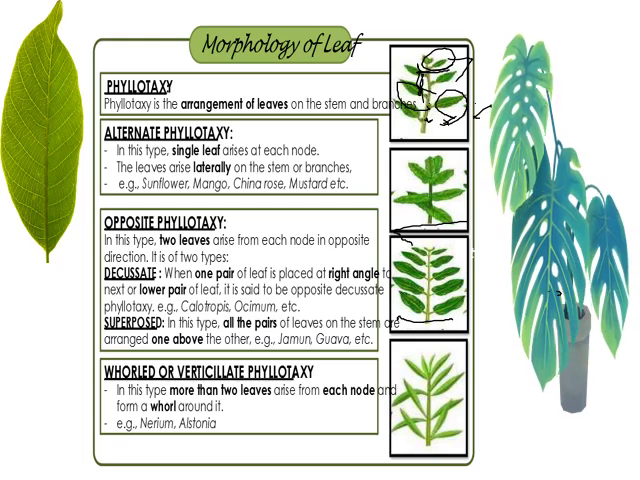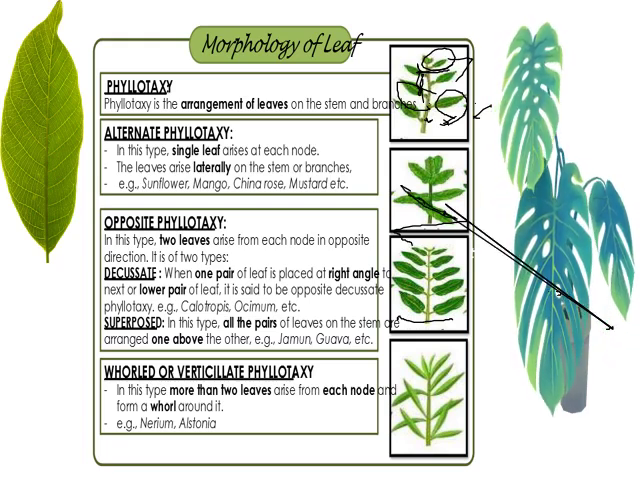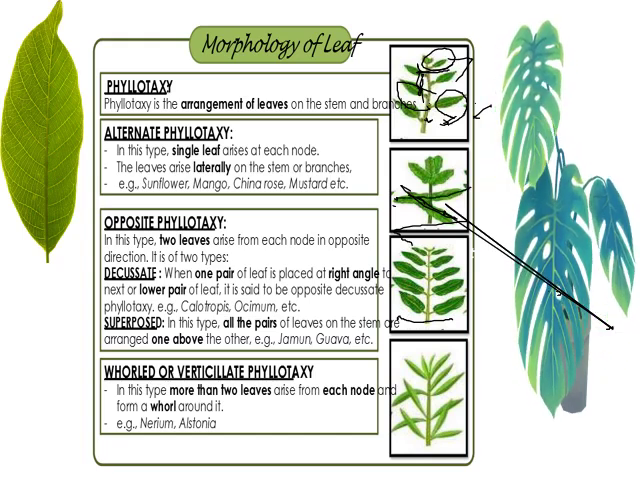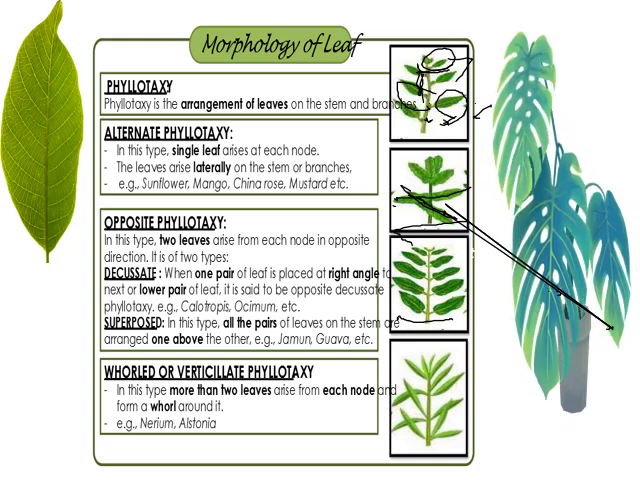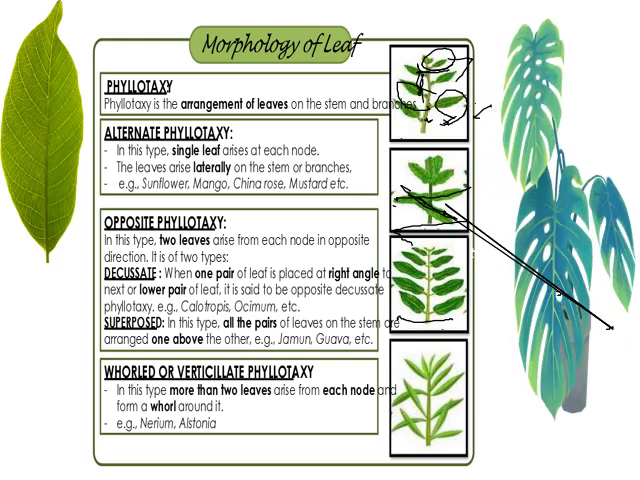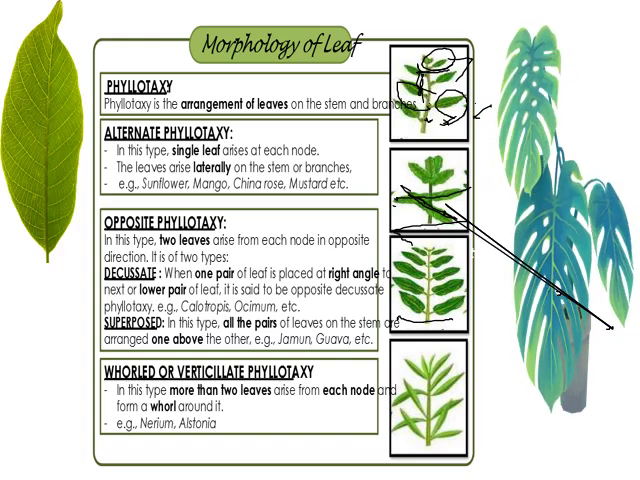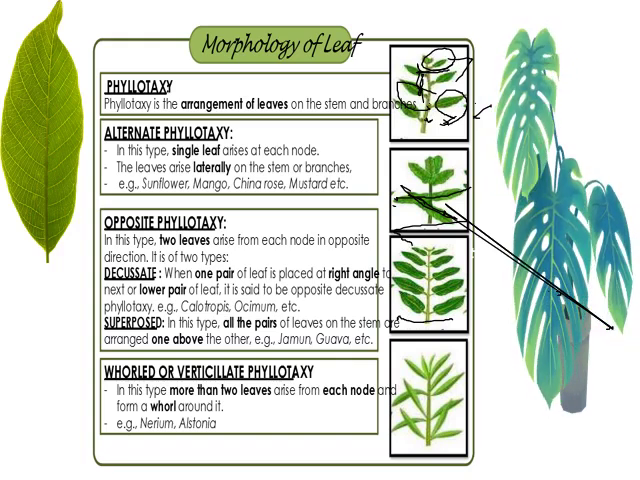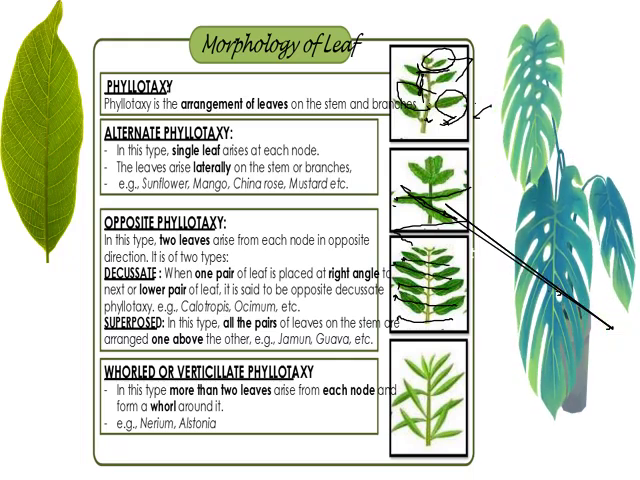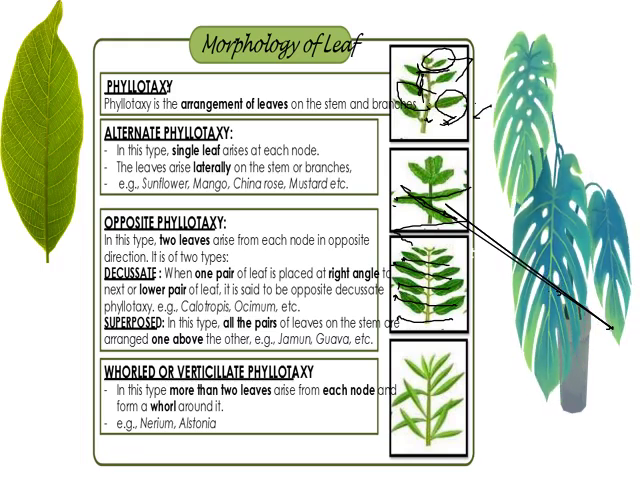Here this leaf is present in this direction and the upper leaf is present at the right angle of this. So when this arrangement occurs, it is called decussate, opposite phyllotaxy. While in superposed, all pairs of leaves on the stem are arranged one above the other, like here, here, here, here, here. So this pattern reflects superposed opposite phyllotaxy.